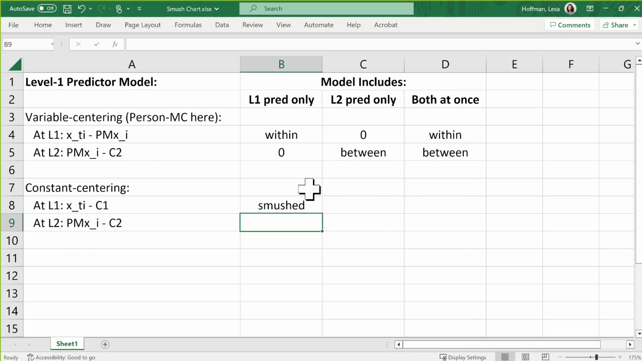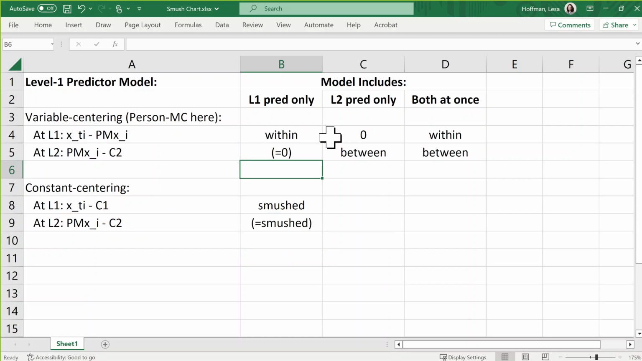Now, if I leave out the level 2 predictor, what am I assuming that it is? Yeah, within, between, conflated, or smushed as well. So I'm going to put it in parentheses here. That's what it would be. I'm going to put these in parentheses as well, so it makes more sense. There we go. And that one, and that one.